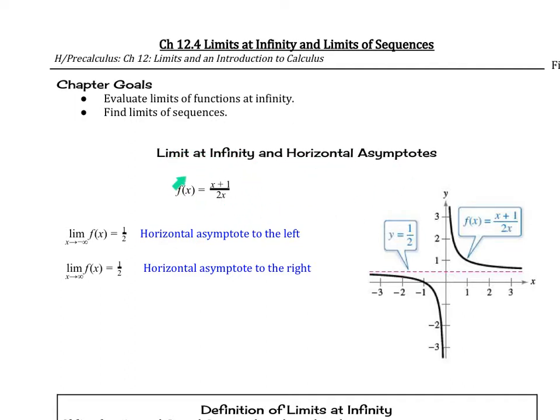So looking at this function here, f of x equals x plus 1 over 2x. Here is that graph. Hopefully we are familiar with this: remember that there is a horizontal asymptote at y equals a half given this function. And notice what is happening to the curve as x approaches negative infinity, it is approaching the 1/2. Now on the right, as x approaches infinity, all the way to the right, we notice it's approaching 1/2.